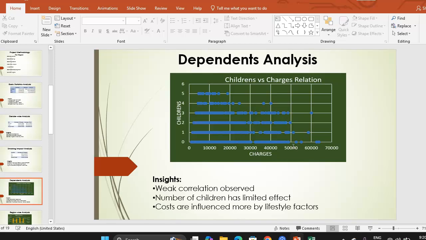Then the dependent analysis. In this analysis, I examined whether the number of children affects medical costs. A scatter plot was used to visualize the relationship between children and charges. The points appear widely scattered, indicating a weak relationship. The correlation value is also low. This suggests that the number of dependents has minimal impact on healthcare expenses. Therefore, family size is not a major cost-driving factor compared to smoking and BMI.